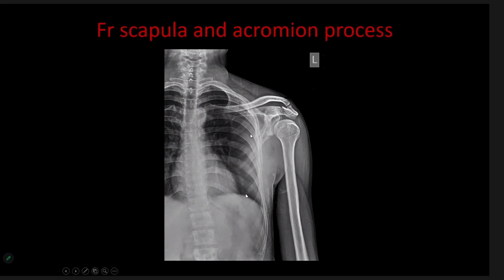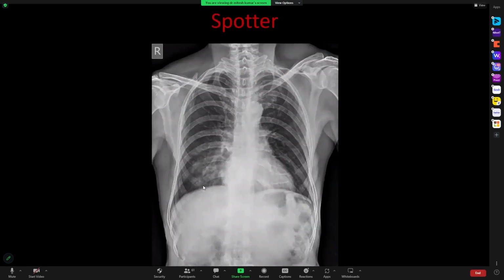Yes, fracture of the body and acromial process of the scapula. Clearly, we can appreciate a fracture line here and a fracture line again here. Next X-ray.